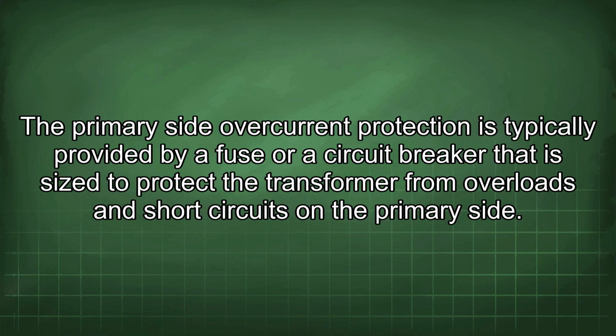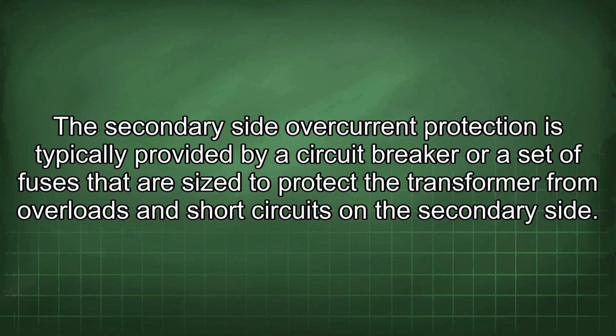The primary side overcurrent protection is typically provided by a fuse or a circuit breaker that is sized to protect the transformer from overloads and short circuits on the primary side. The secondary side overcurrent protection is typically provided by a circuit breaker or a set of fuses that are sized to protect the transformer from overloads and short circuits on the secondary side.